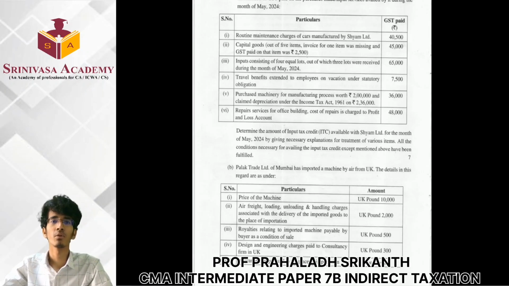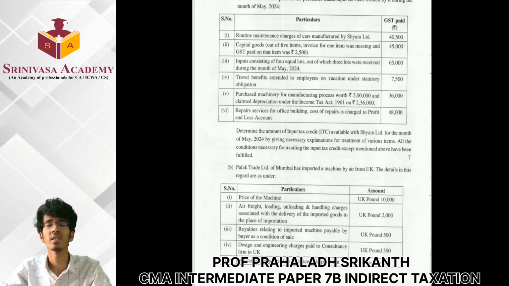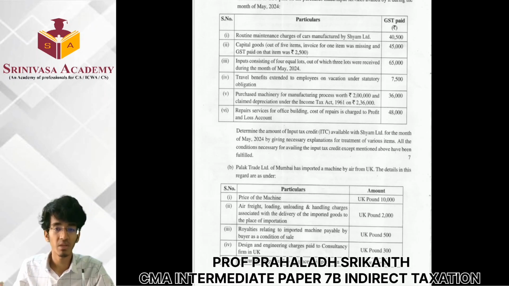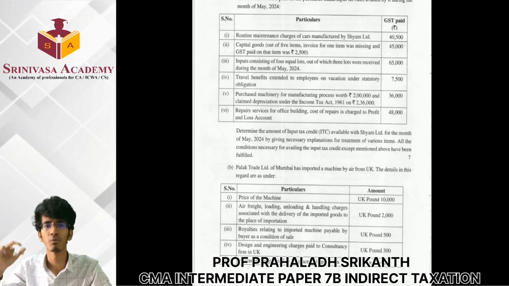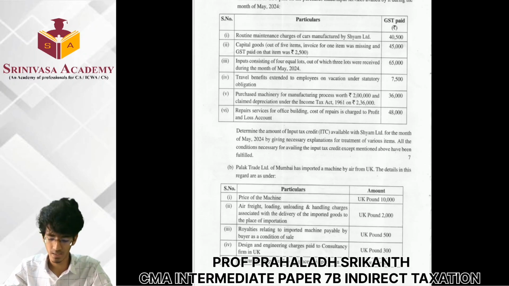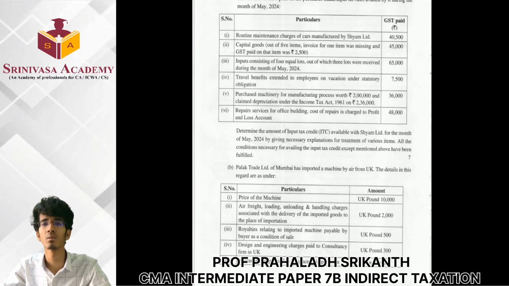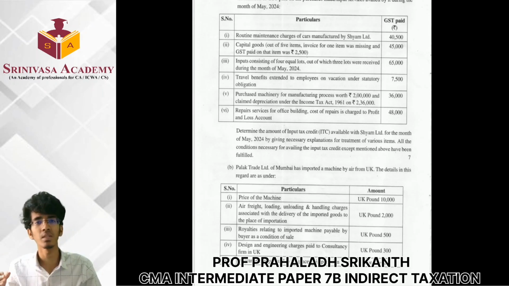Now, what we are going to see in this video is that we are going to dissect the IDT and DDT, Direct Taxation and Indirect Taxation question paper of December 2024 attempt of CMA Intermediate. First, we have taken the question paper and I have taken a particular question, which is 8A, which talks about computation of ITC available for a particular company. This talks about section number 16. So we'll see this question first.